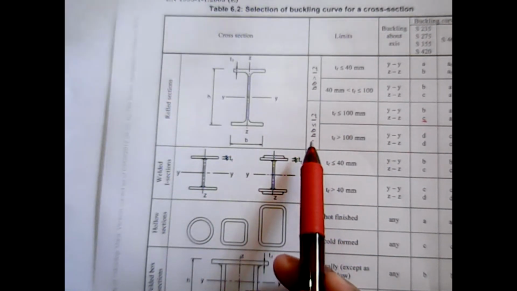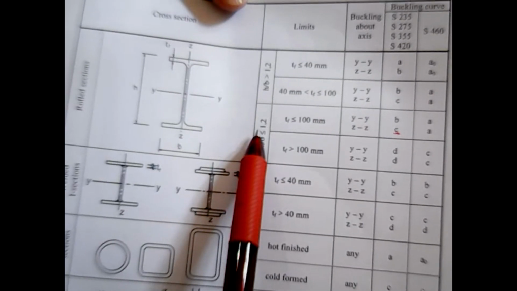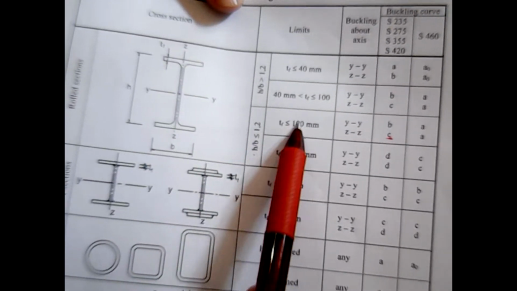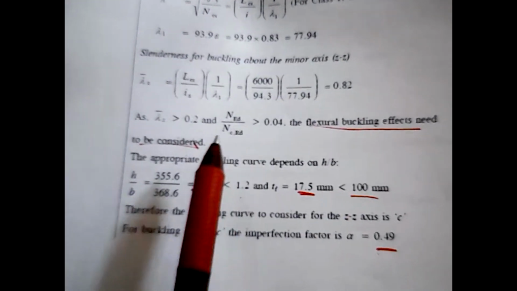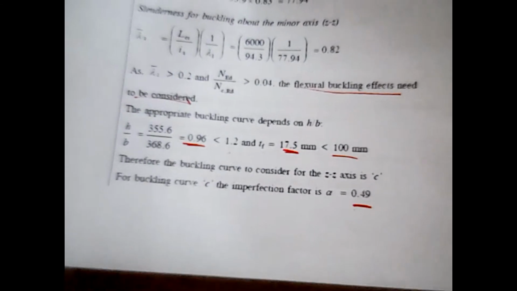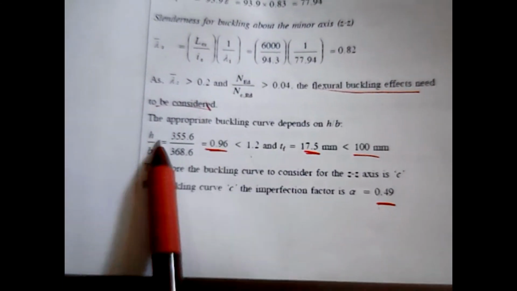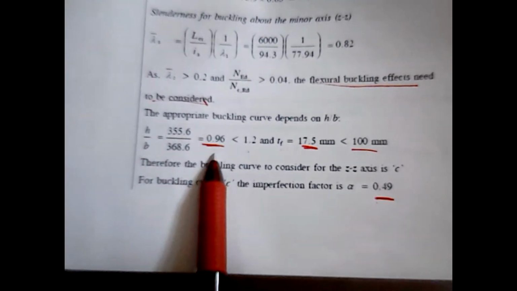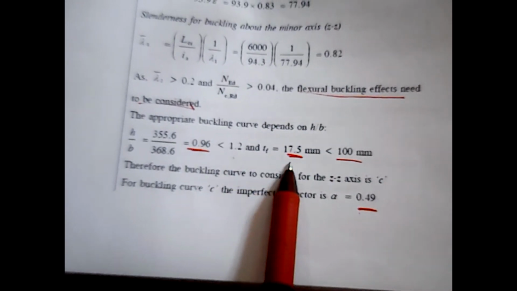So you can check H over B. If your H over B is less than 1.2, then you need to comply with these equations, and finally you will get your buckling curve. Now let's check your condition in this example. For this particular example, we check your H over B. Your H over B is 0.96, which is less than 1.2, and your flange thickness is 17.5, which is less than 100.